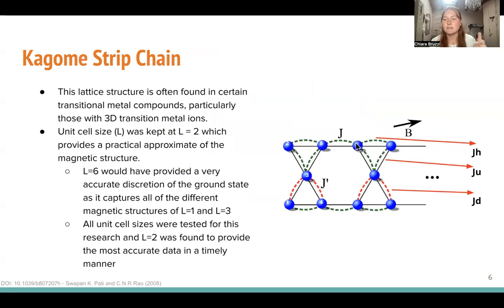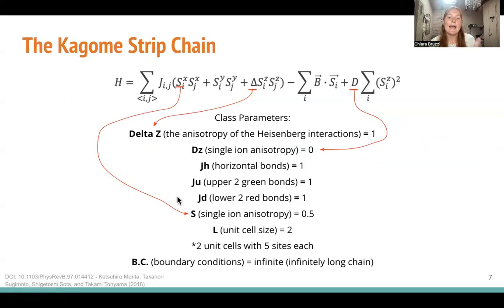So JH is the horizontal bonds, JU is the upper two green bonds, and JD is the bottom two red bonds. And then S is the single ion anisotropy. So S is all of these S's that you can see. These are just in different directions. L is the unit cell size, which we talked about, and BC are the boundary conditions, which are kept at infinite, which means infinitely long chain. So there's a lot of these Kagome structures, but we are looking specifically in periods of 2.